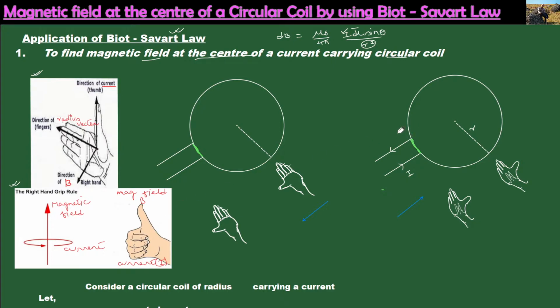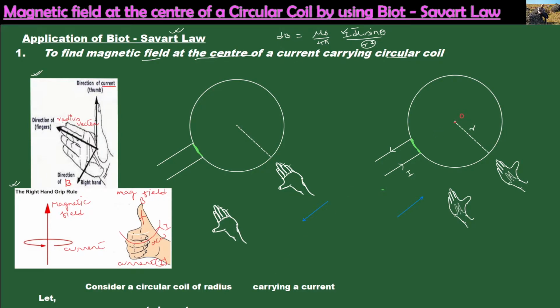When we apply this right hand grip rule, we curl the fingers in the direction of the movement of current. So from here, current is moving in the anti-clockwise direction. When you curl the fingers in the direction of the movement of current, which is anti-clockwise, then the direction in which the thumb points will give you the direction of the magnetic field at the center O of the coil.